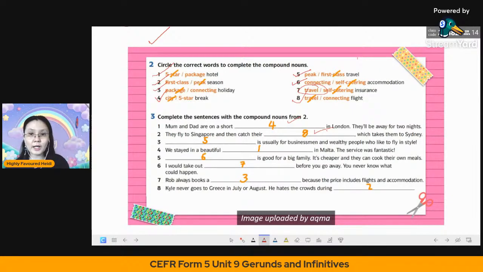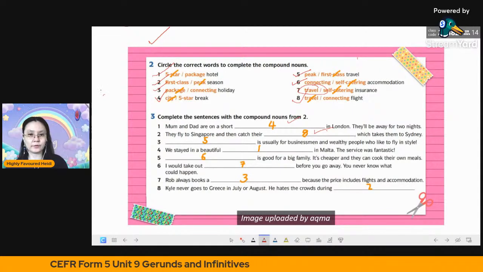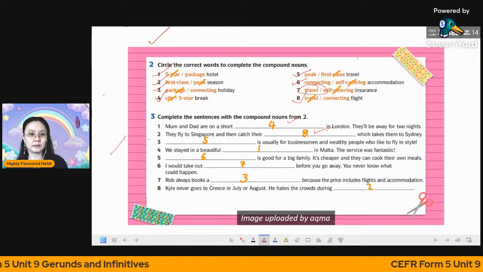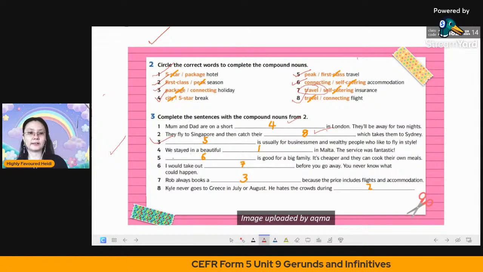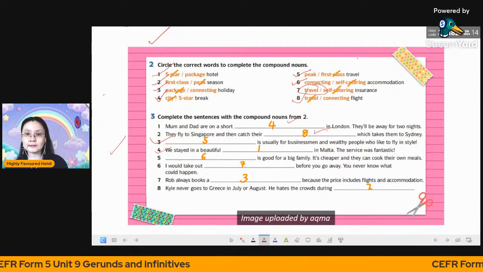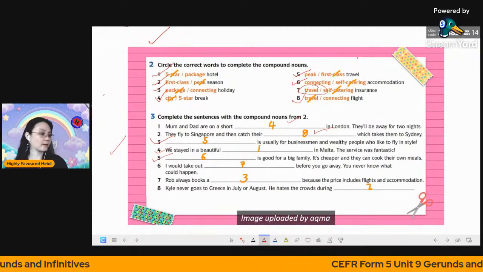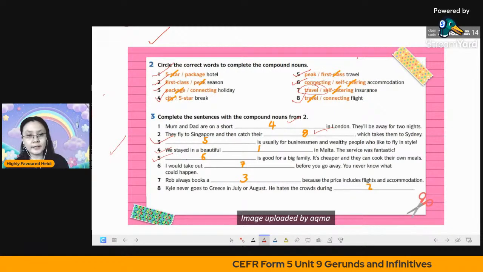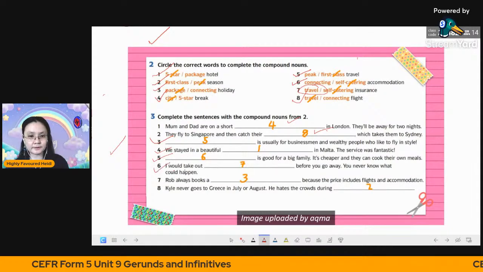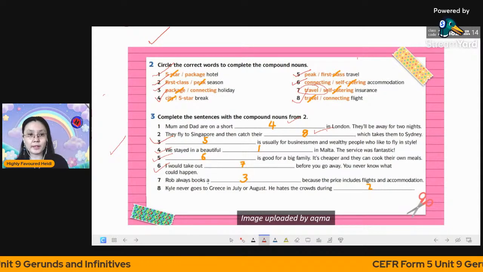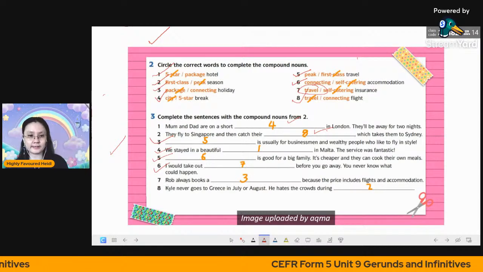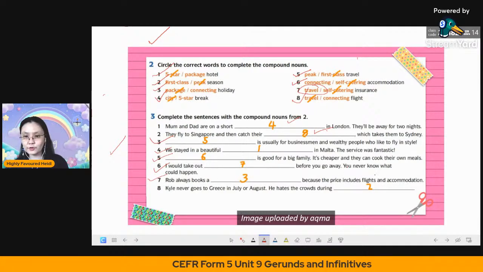Then after that, number 5, yes, first class travel only for businessmen. Then we stay at a beautiful hotel. Correct, 5-star hotel. Then number 6 is a good family, self-catering accommodation. Yes, correct. Then I will take out what insurance. This one is travel insurance, correct. Number 7, number 3, connecting package holiday. Yes, when they mention this one includes flight. Actually it's quite good to have this package.